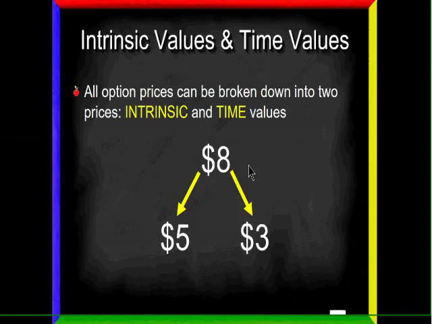But the one thing I want you to see right now is that if you take the intrinsic value, 5 in this example, plus the time value of 3, it always adds up to the option's total price. That's what I mean when I say break them down into two components.